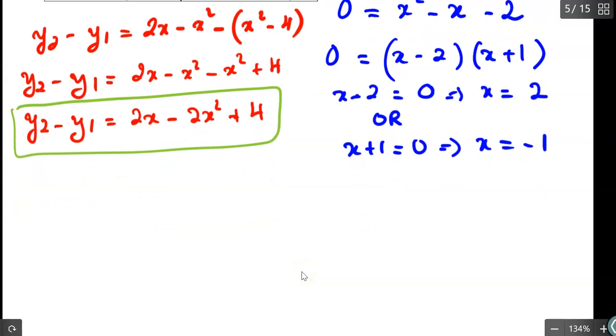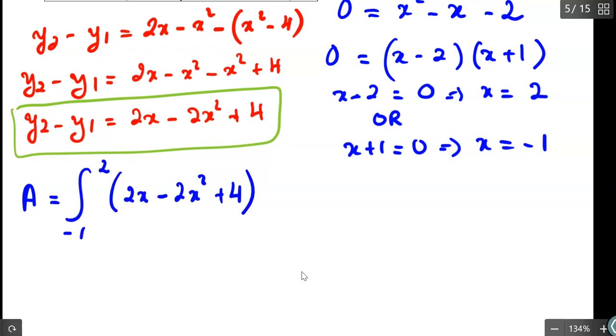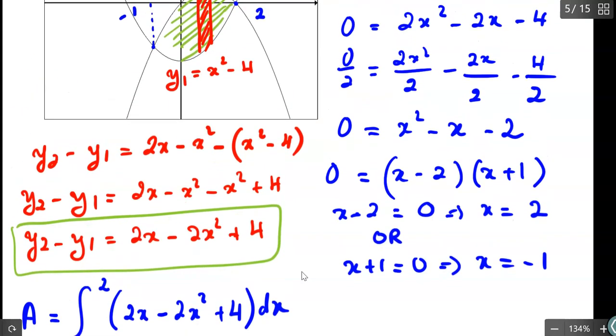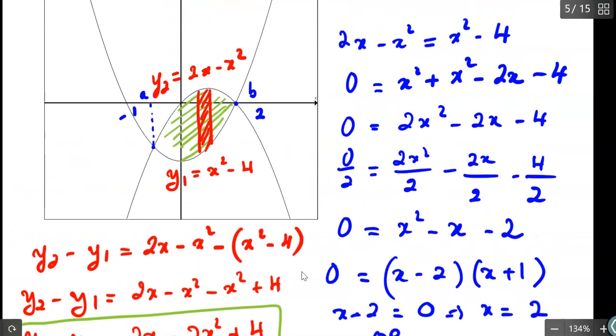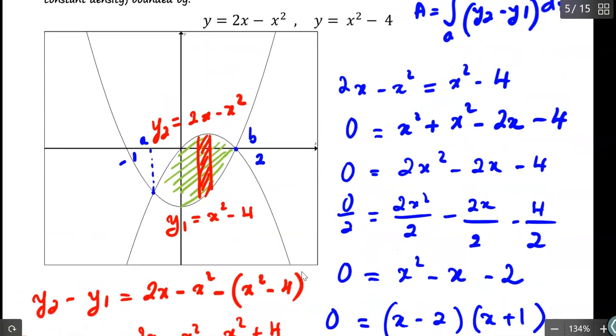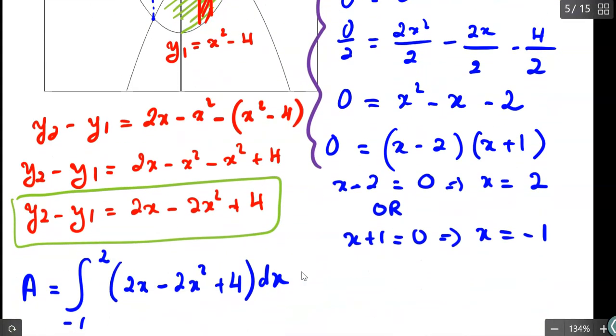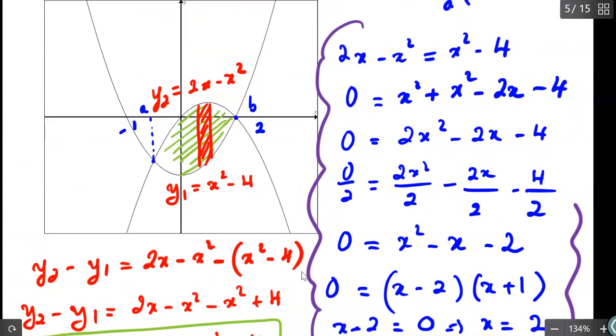So the area will be equal to the integral from minus 1 to 2 of 2x minus 2x squared plus 4 dx. And all the steps that we have done up here, I'm going to put into a big cloud here to show everyone that we only did all of this in order to find the upper and the lower limit.